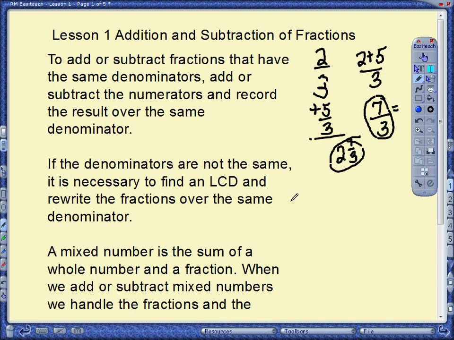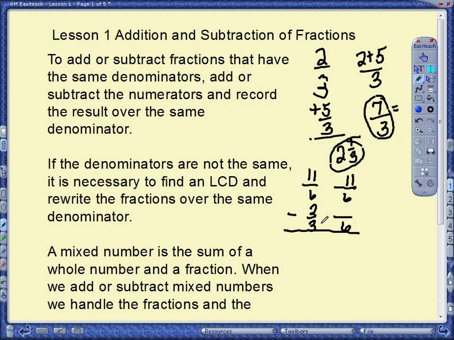When the denominators are not the same, it's necessary to find a least common denominator and rewrite the fractions over that same denominator. So if we had, for instance, 11 over 6 minus 2 over 3, we would have to get a common denominator. The common denominator would be 6. Both 6 and 3 go into 6 evenly. This has that denominator. We just rewrite the 11.